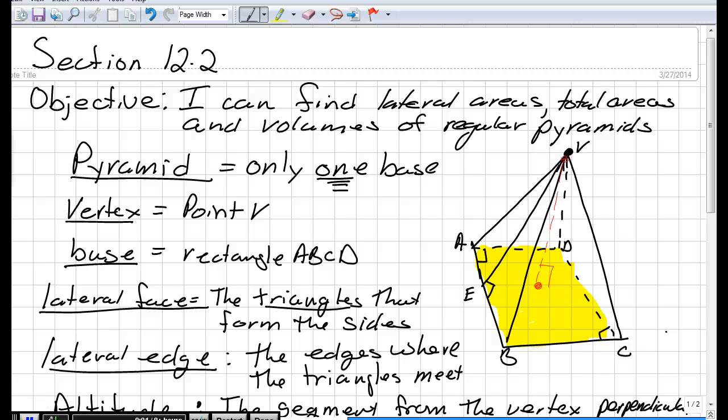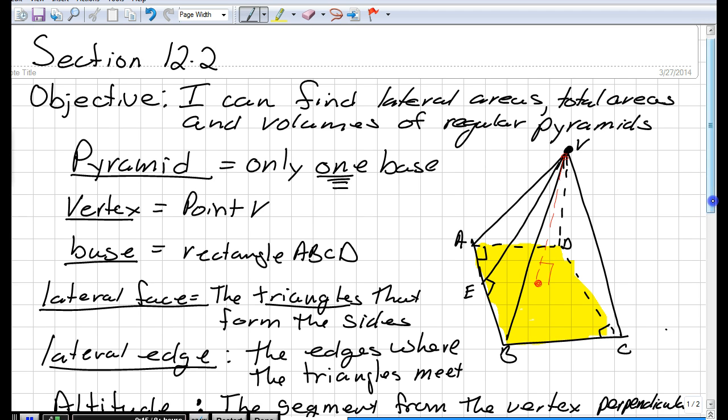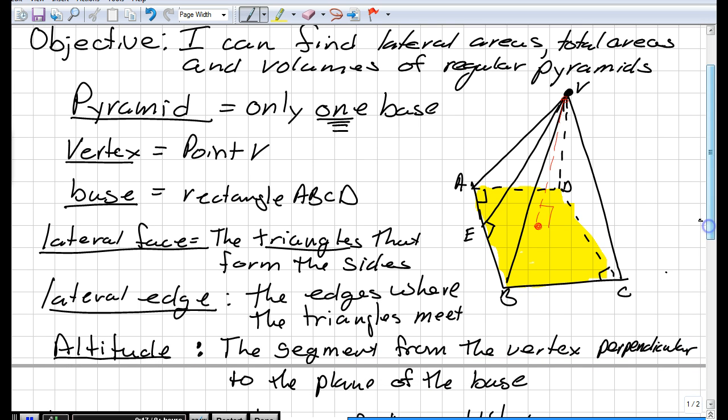Section 12.2. Our objective today is I can find lateral areas, total areas, and volumes of regular pyramids. So first of all, a pyramid has only one base. As you can see in my diagram here, notice that there's one base. Notice that there is a vertex point.